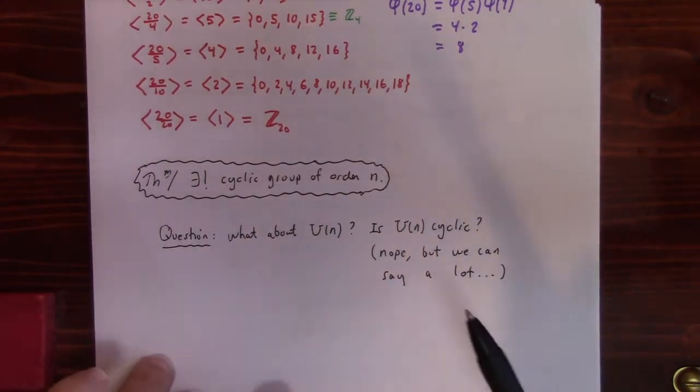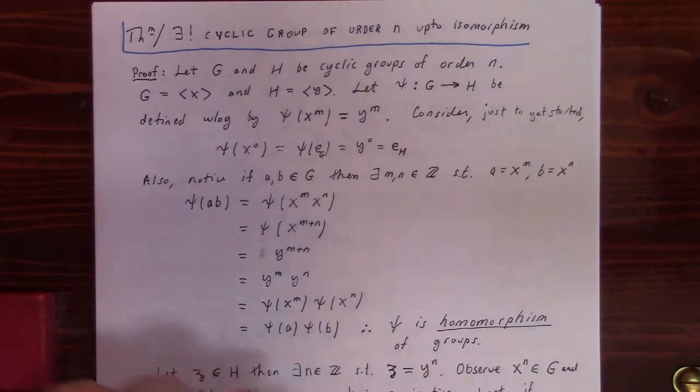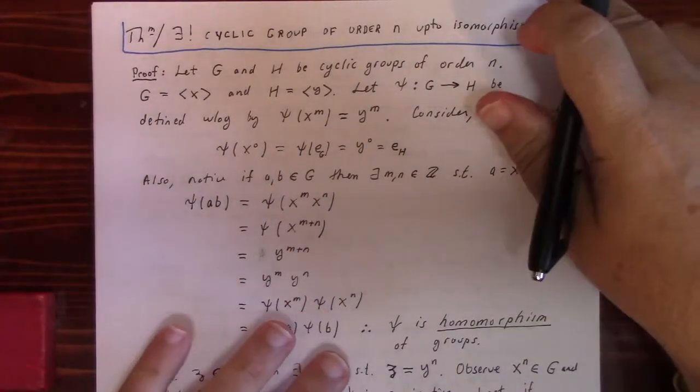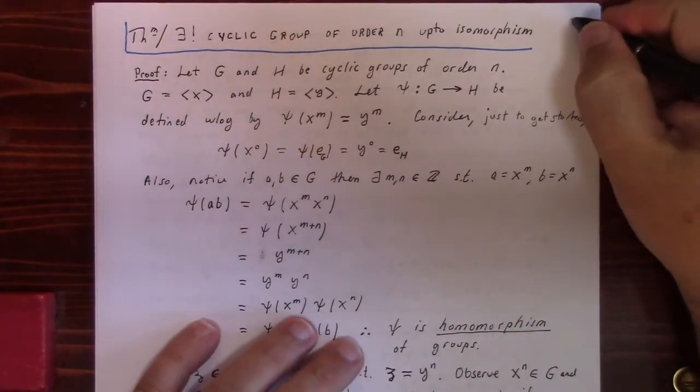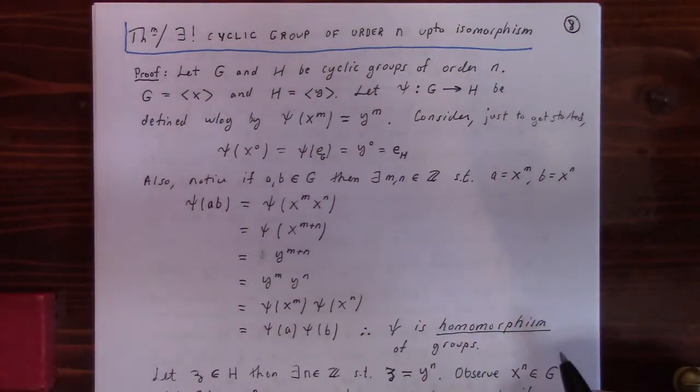I was like, well, no, it's not cyclic all the time, but there's a lot we can say, and let's try to work on saying that. That's our ultimate goal in this series, this lecture here, is to get to the point of explaining what we can say about U_n, in fact. Right? So, here we go.